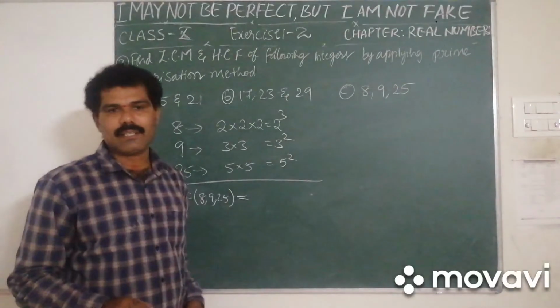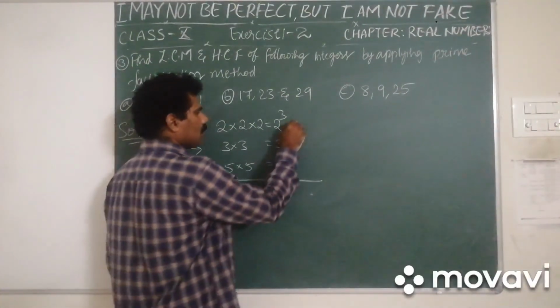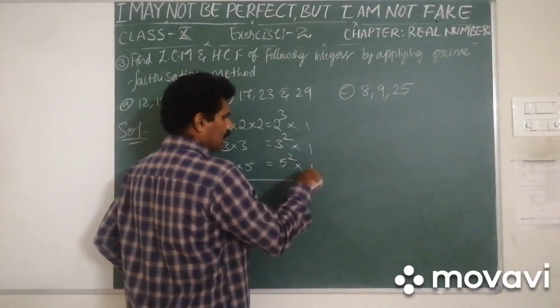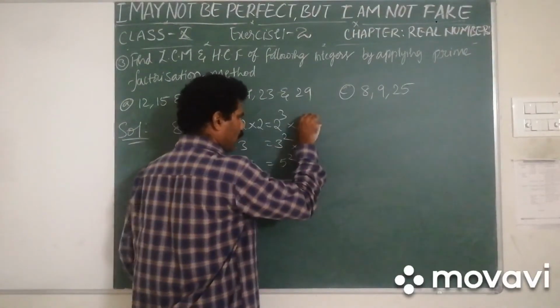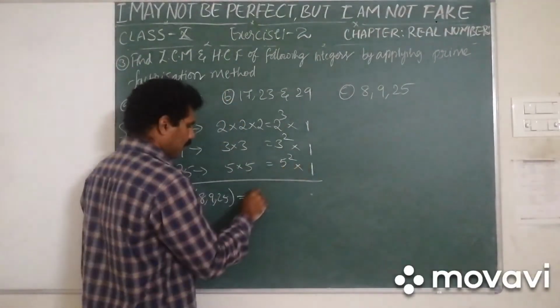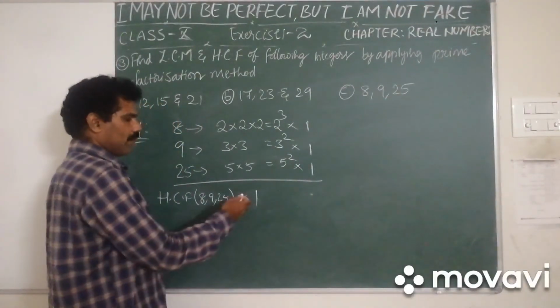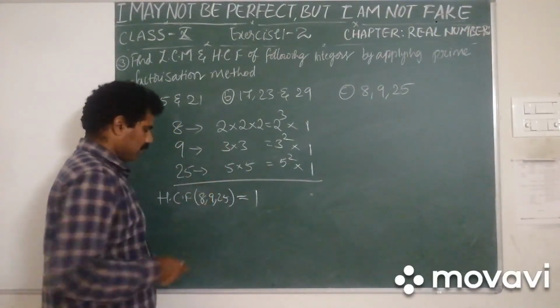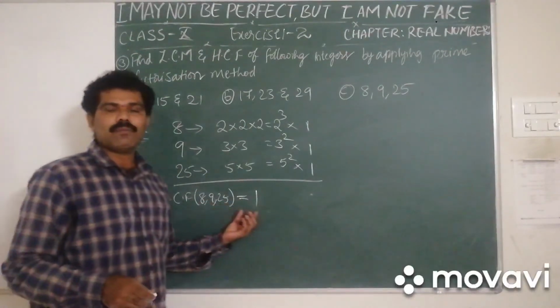So there are no common factors. So we go for 1. 1 is common for all. 1 divides all the numbers. Now we will be taking 1 as the common factor for 8, 9 and 25. So HCF of 8, 9 and 25 is 1.